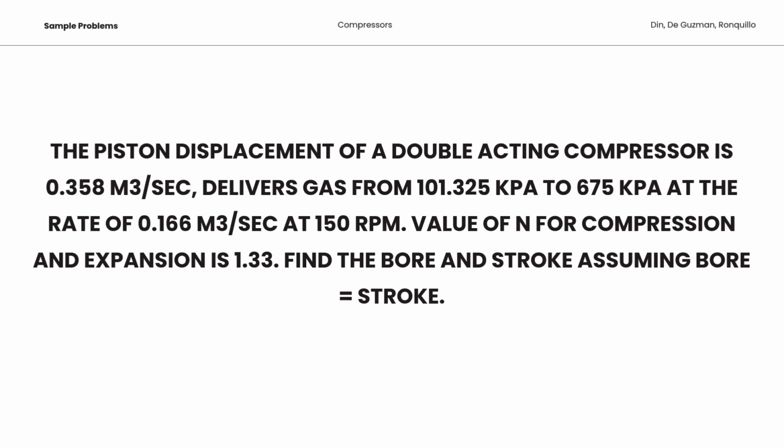The piston displacement of a double-acting compressor is 0.358 cubic meter per second. Delivers gas from 101.325 kilopascal to 675 kPa at the rate of 0.166 cubic meter per second at 150 RPM. Value of N for compression and expansion is 1.33. Find the bore and stroke assuming bore is equals to stroke.